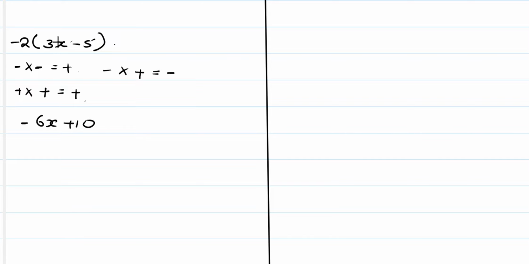Because we said a negative multiplied by a negative is positive, and that's why this sign changed. And then we take 2 multiplied by 5, which is 10. And that becomes the solution of this question. Though we can also change it like this. We say it is 10 minus 6x. Both of them are just about the same thing.